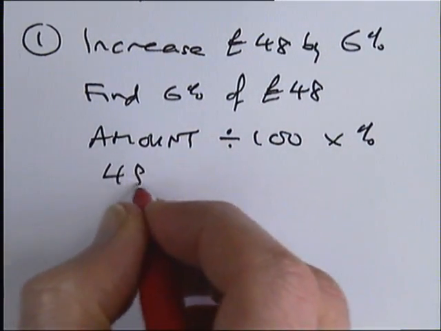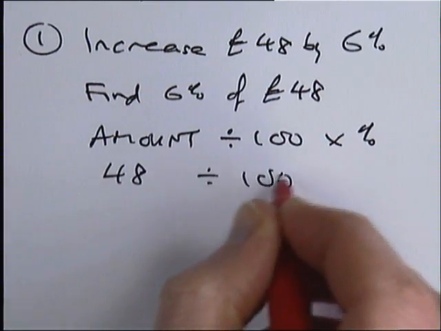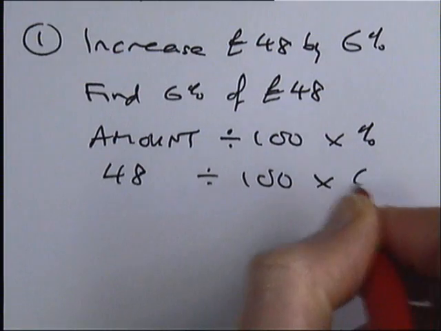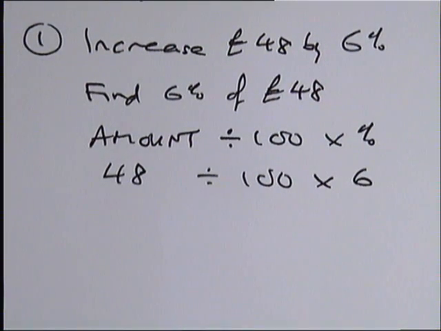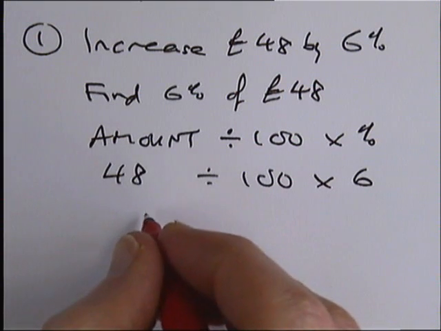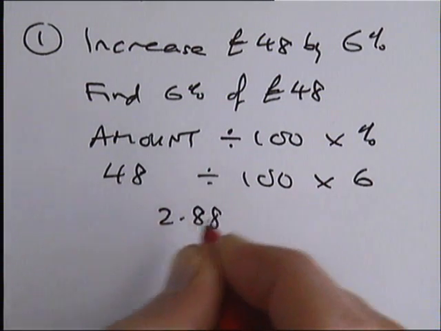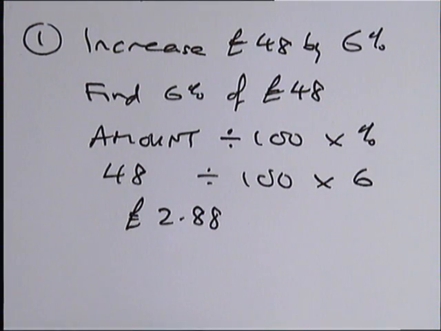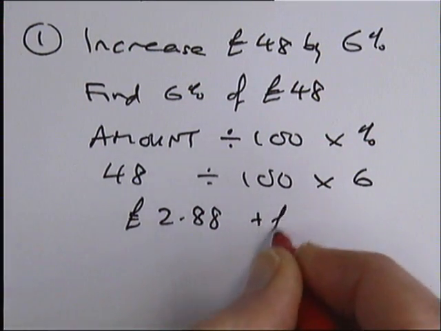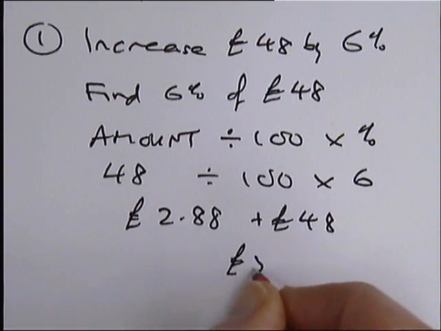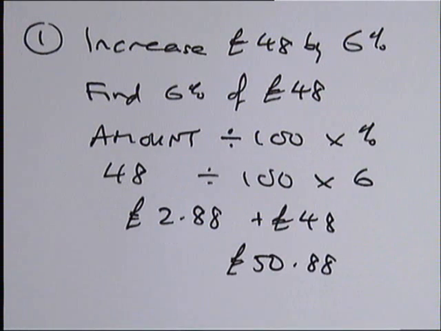So here my amount is 48. I'll divide it by 100 because that's what percent means, per 100. And then I'll times it by 6. If you do that sum on the calculator, that will tell you what 6% of £48 is. The calculator should tell you that that is 2.88 or £2.88. And then simply add that on to the £48 you had to start with, and you will get the £50.88, which is the correct answer.